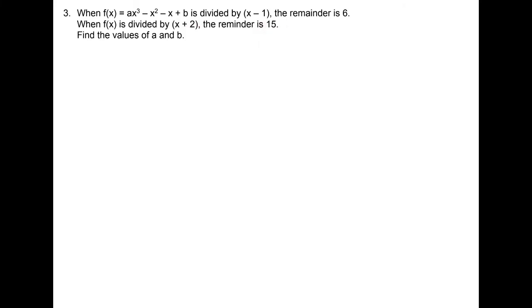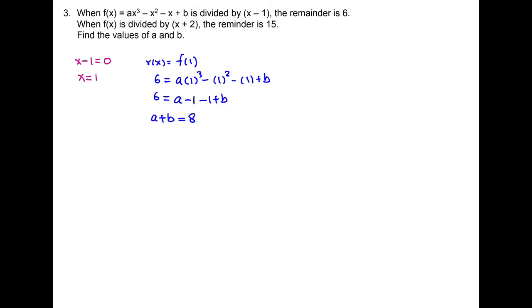So first thing we do is we let the divisor equal to 0, x minus 1 equal to 0. That means x equals 1. Using the remainder theorem, we know the remainder will equal f at 1. And we know the remainder is 6, so we substitute 6 into the remainder. For f at 1, we substitute 1 into the x in the function f(x). We expand and simplify. We get a plus b equals 8.